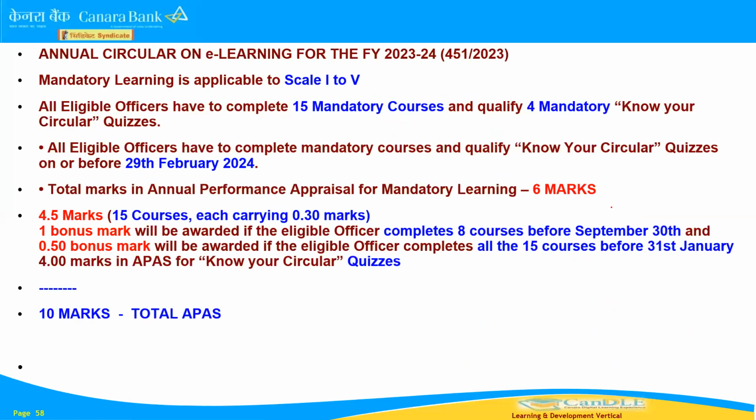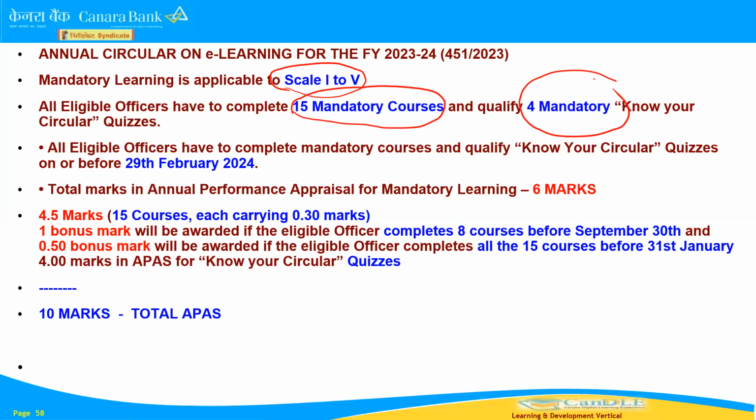Now I came to CANDLE. CANDLE, you people might have already done. Just to know, CANDLE is applicable. CANDLE courses we have to do annually to update our knowledge. Scale 1 to scale 5 are eligible. AGM also has to do, not only officers. Up to AGM. How many courses do we have to complete? 15 courses and 4 quizzes.